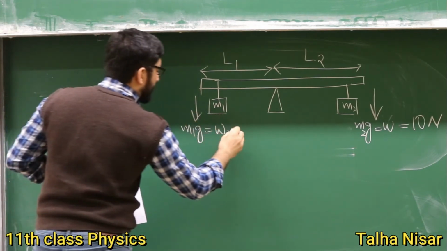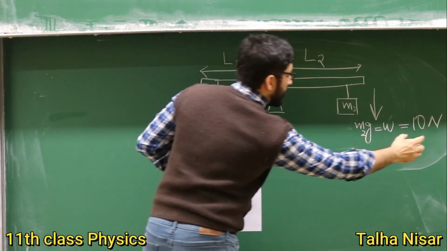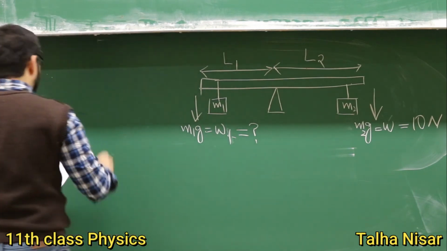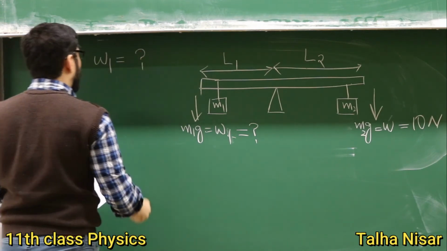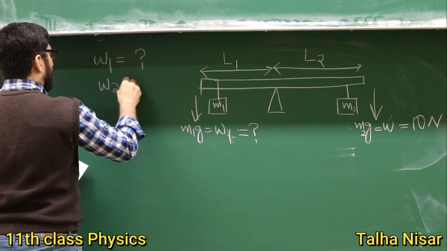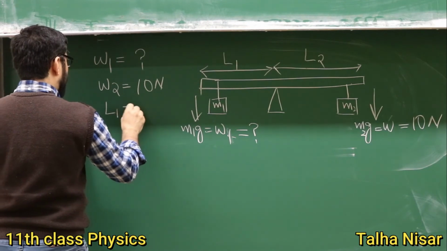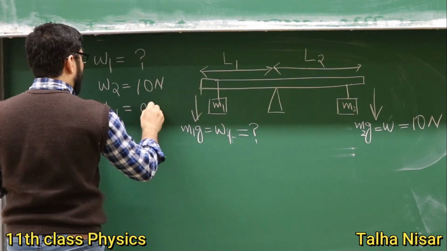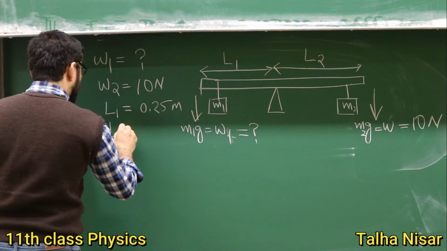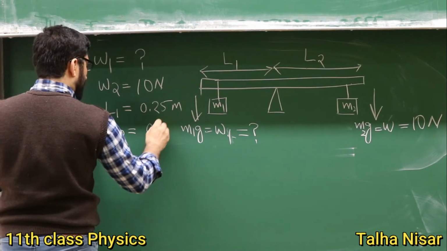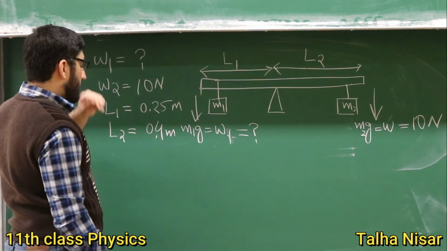So this is the system. We want to know what this weight is. This is given, and these two distances are given. So we want to know the weight of this object here, which is not known. The distance L1 here is 0.25 meters, and L2 is 0.4 meters. So what we see here is that L2 is larger than L1.